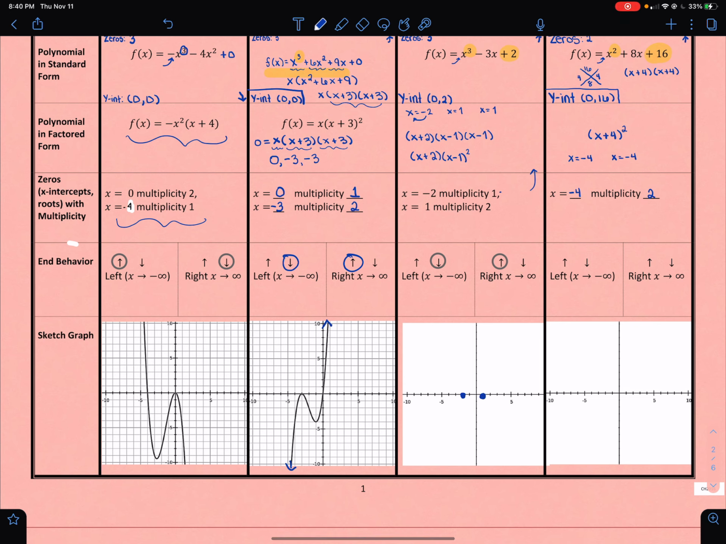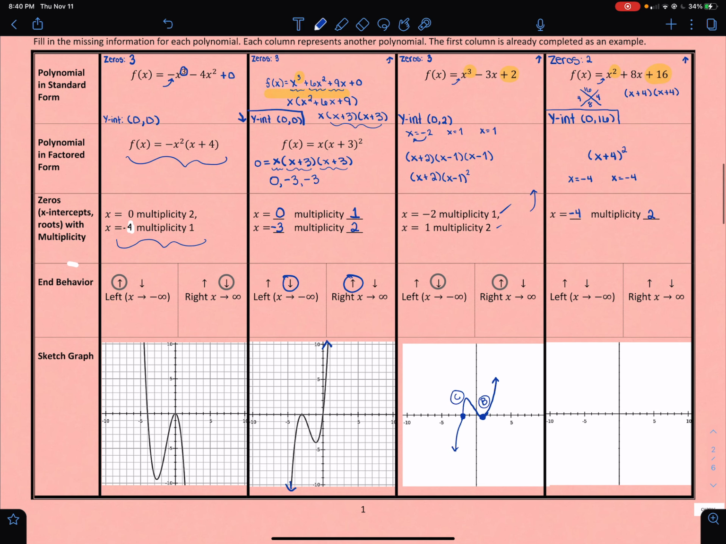Okay. At -2, it's going to cross. And at 1, because it's an even, it's going to bounce. So cross and bounce. The right side is going to open up. Okay, so this side's going to open up. And the left side is going to open down. The left side's going to cross. And the right side's going to bounce. Okay. We can also check that our y-intercept was 0, 2, and that's right about estimation of where 0, 2 is for the y-intercept. Okay.